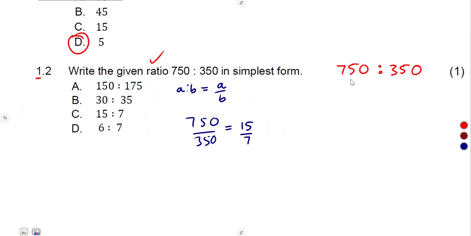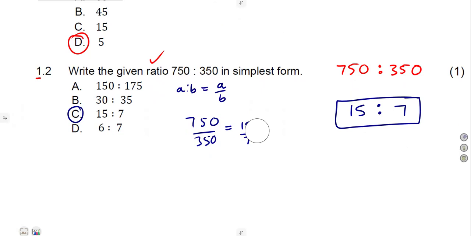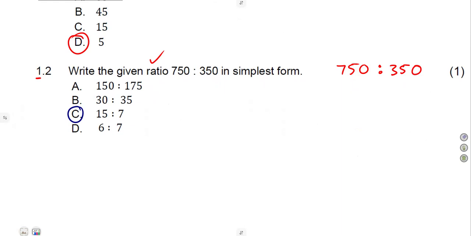Remember, we said this presentation can be written as a fraction. So it is the same thing. A fraction can be written in the simplest form in this format, 15 over 7. So this is what you're going to have, 15 over 7, which is option C. Or you can easily reduce the given numbers as they are, all right?